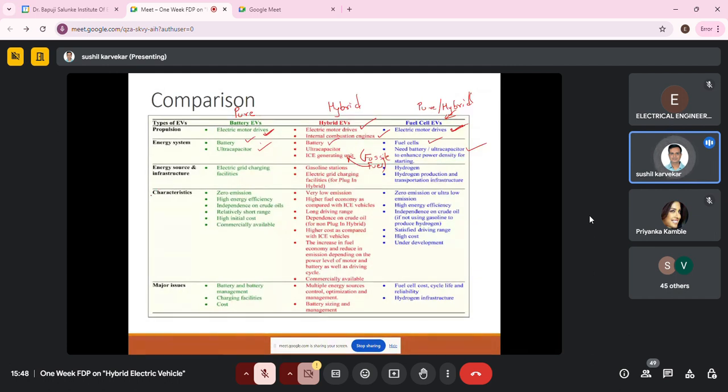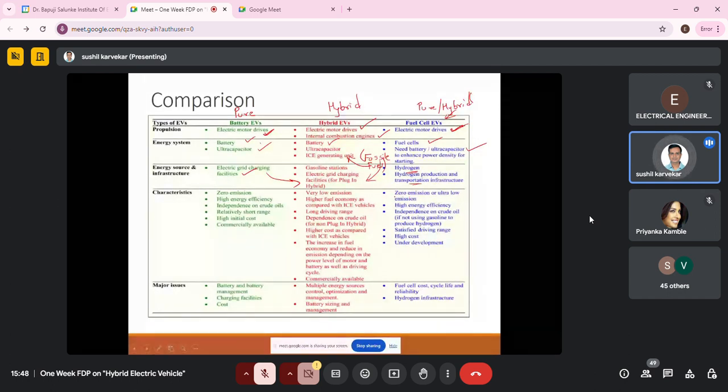The third point of comparison over here is the energy source. So in the case of pure electric vehicles, the battery and grid charging facilities have to be present. While in the case of hybrid, it has to be either the fossil fuel or the grid charging facility over here. While in the case of fuel cell based system, we have hydrogen production and transportation infrastructure.